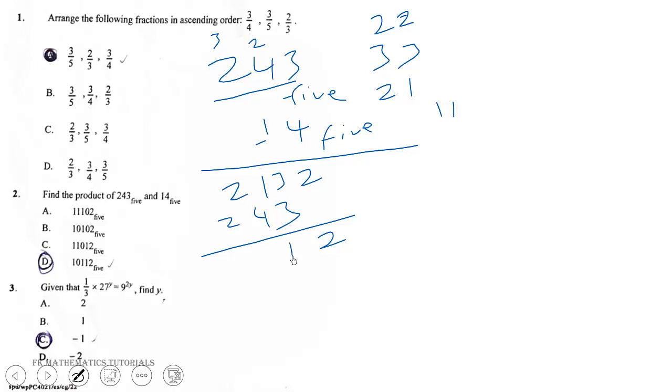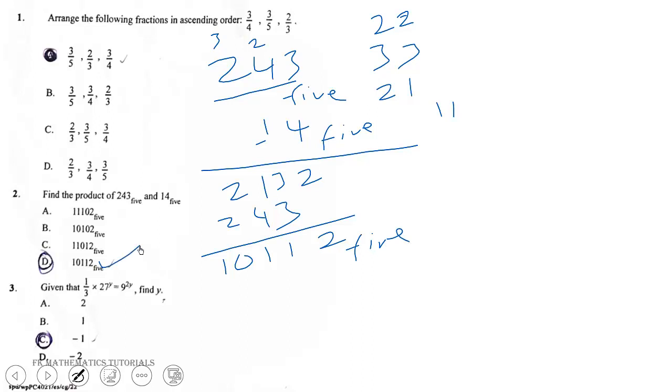Then we have 1 plus 4 is 5, plus the carry 1, 6. So 6 is 1, 1. So we write 1, carry 1 again. 2 plus 2 is 4, plus the carry 1, which is 5. 5 in base 5 is 1, 0. The correct answer is 10112 base 5.